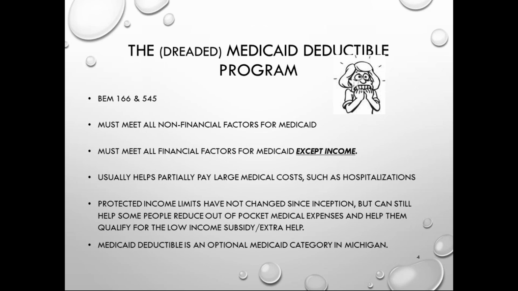We're going to talk about how this is calculated. One of the things that is used to determine the calculation of what somebody's deductible would be is the protected income level. The protected income limits have not changed since the inception of this program. So they really haven't changed in about 40 years. But even though the methodology is really outdated, it still does help some people reduce out-of-pocket medical expenses and help them qualify for the low-income subsidy. The Medicaid Deductible is an optional Medicaid category in Michigan. Some states don't even have this category. So even though it's not the perfect program, it does provide quite a bit of good to some people.